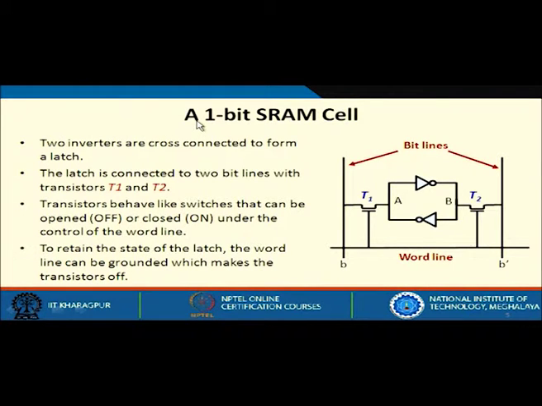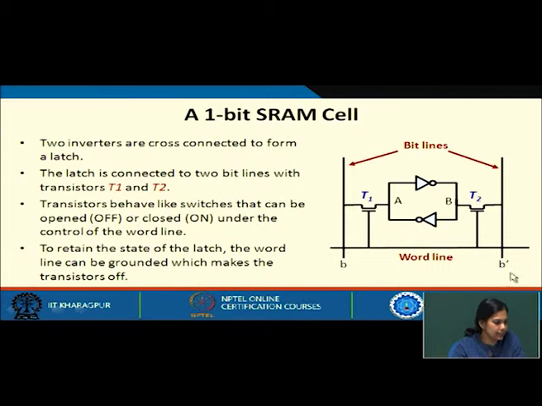Now, come to a 1-bit SRAM cell, how it looks like. Here, this is a single bit SRAM cell. Here, two inverters, this is the symbol of an inverter, this is the symbol of an inverter. So, two inverters are cross connected to form a latch. If you give a 0 input here, this will be 1. If you give a 1 input here, this will be 0. So, two inverters are cross connected to form a latch.